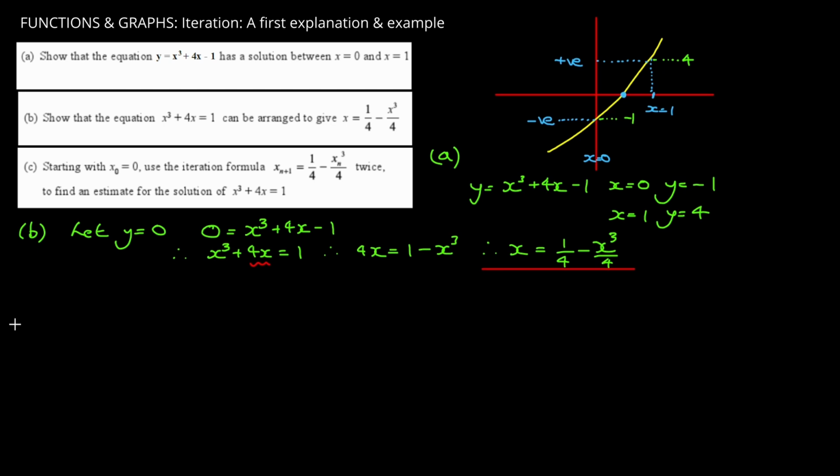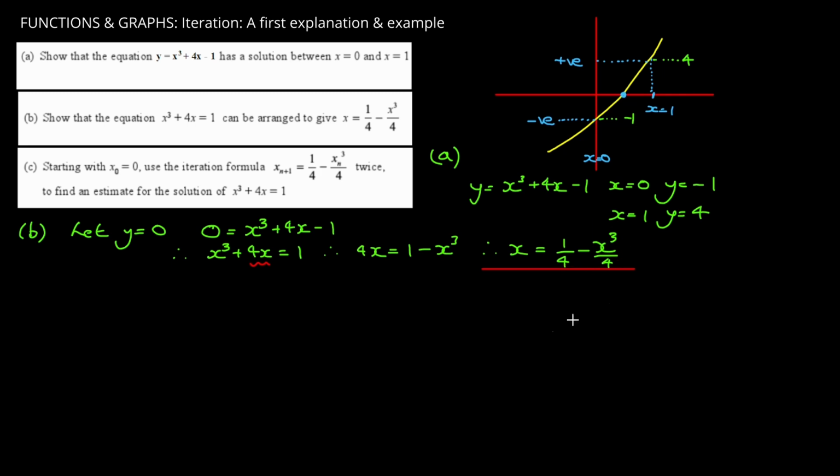Now you notice that iteration has not been mentioned yet, but this is where it comes in. Remember that this version has been produced by assuming y is equal to 0. This is not the original function of y is equal to x cubed plus 4x minus 1. We've substituted y is equal to 0 and we've disposed of y effectively, and we've got x in terms of another x.